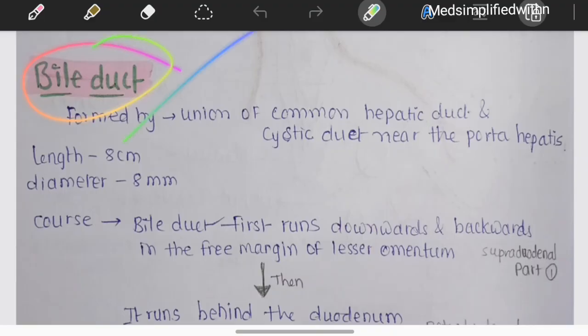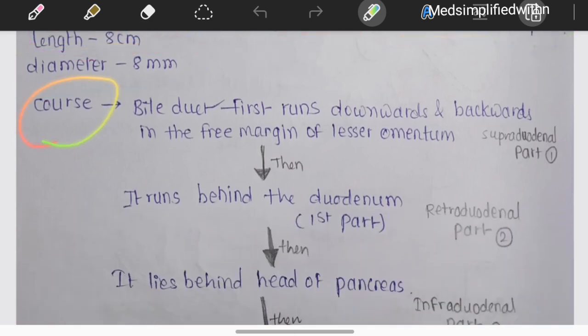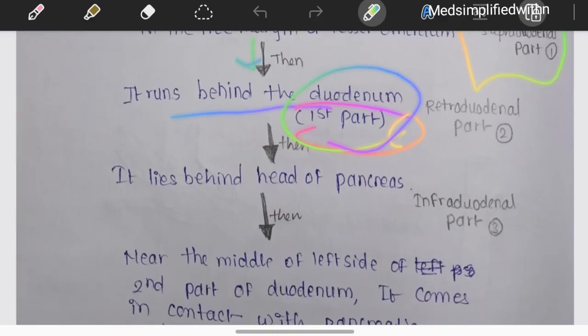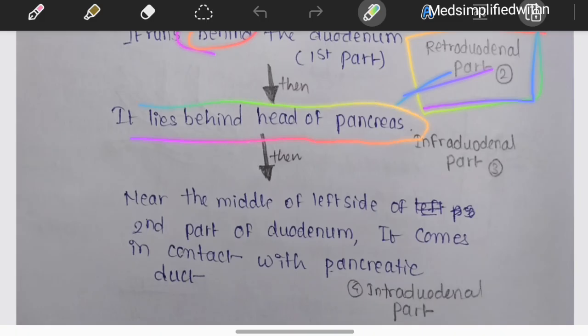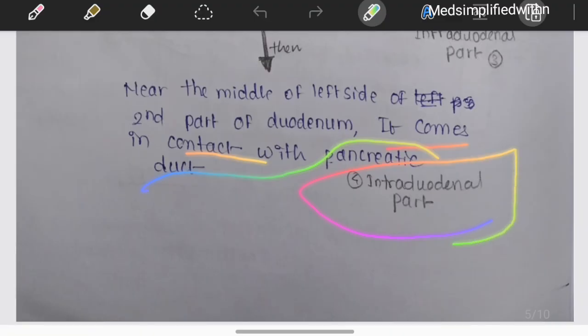Let's next see the bile duct, formed by the union of the common hepatic duct and cystic duct near the porta hepatis. Length is 8 cm and diameter is 8 mm. Course: the bile duct first runs downwards and backwards in the free margin of the lesser omentum. It is the supraduodenal part, and then it runs behind the first part of the duodenum. Behind means retro, hence it's called the retroduodenal part. Then it lies behind the head of the pancreas. It's called the infraduodenal part, and near the middle of the left side of the second part of the duodenum, it comes in contact with the pancreatic duct. Hence it is also called the intraduodenal part.